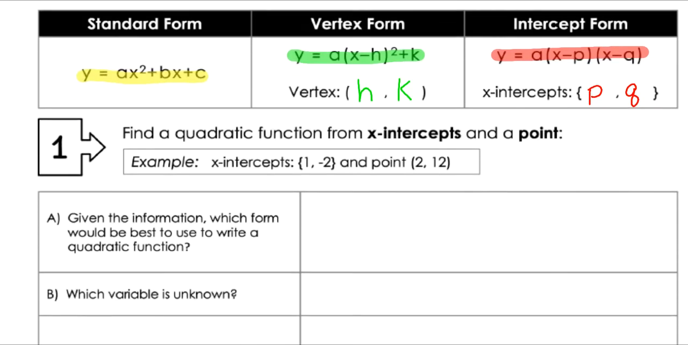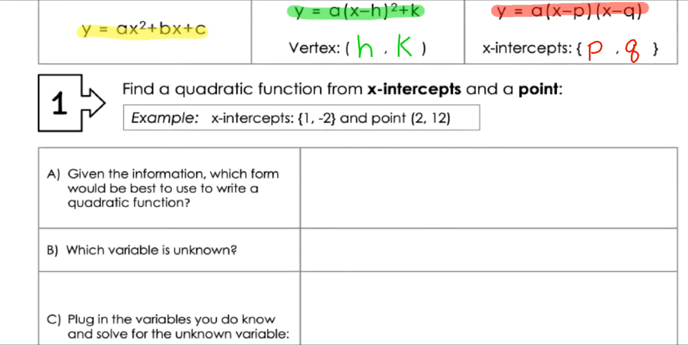So we're going to use those 3 forms to write quadratic equations. So the steps are going to be the same. It's just going to depend on what information we are given and what we need to do from there. So for this first one, we are given the x-intercepts and a point. So we have x-intercepts at +1 and -2, and a point at 2, 12. So since this one is given the x-intercepts, I'm going to use that intercept form.